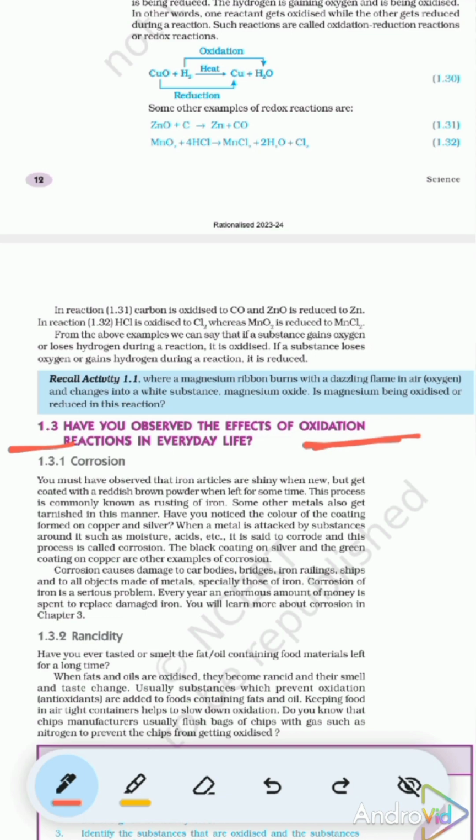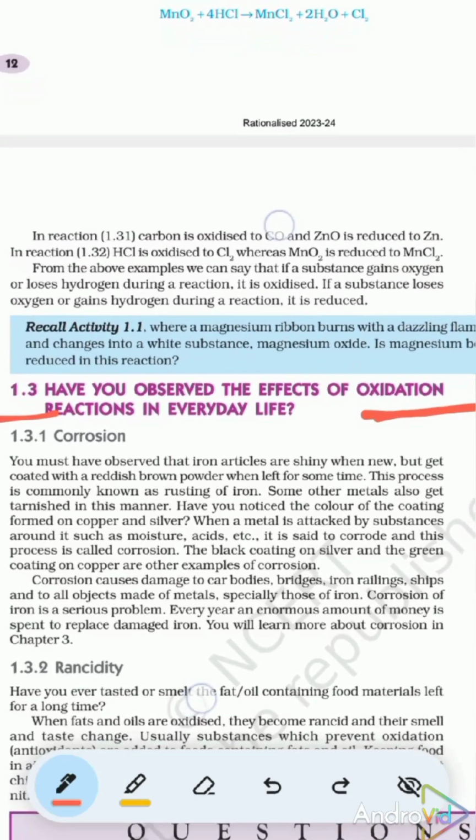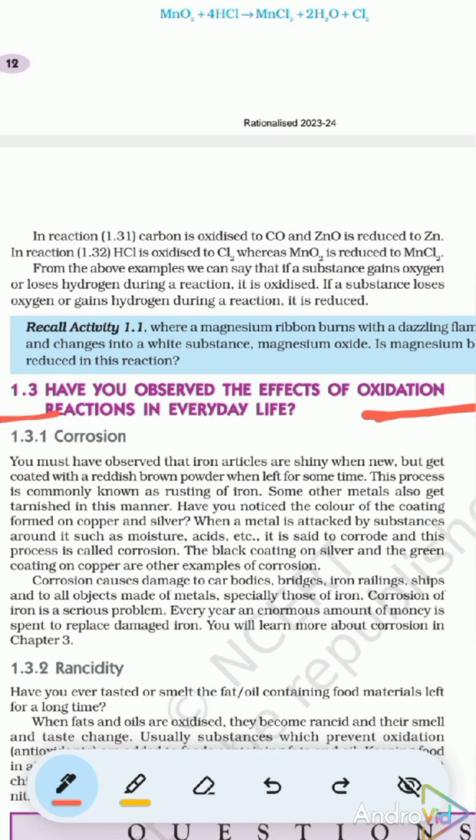When a metal is attacked by substances around it, such as moisture, acids, etc., it is said to corrode, and this process is called corrosion. So what is corrosion? When a metal is attacked by factors like moisture, acids, bases, they tend to change the nature of the metal itself. Hence it is said to corrode. The black coating on silver and the green coating on copper are examples of corrosion.